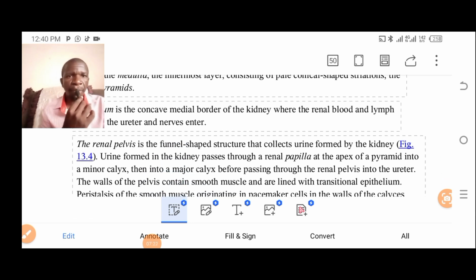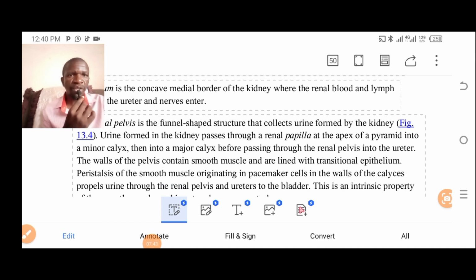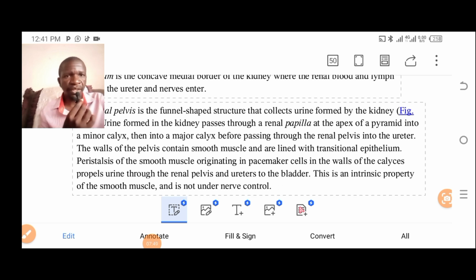Then we have the renal pelvis. The renal pelvis is the funnel shaped structure that collects urine formed by the kidney. Urine formed in the kidney passes through a renal papilla at the apex of a pyramid into a minor calyx, then into a major calyx before passing through the renal pelvis into the ureter. The walls of the pelvis contain smooth muscle and are lined with transitional epithelium. I'm sure you did the tissues.